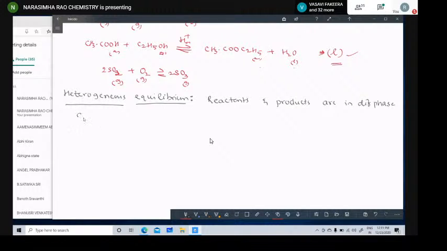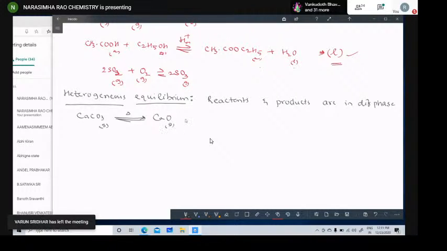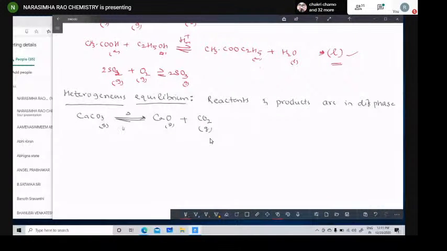For example, I am heating calcium carbonate, limestone, a solid. On heating, it forms quicklime, a solid, plus CO2 gas. These two are solid and this is gas. So it is an example of heterogeneous equilibrium.